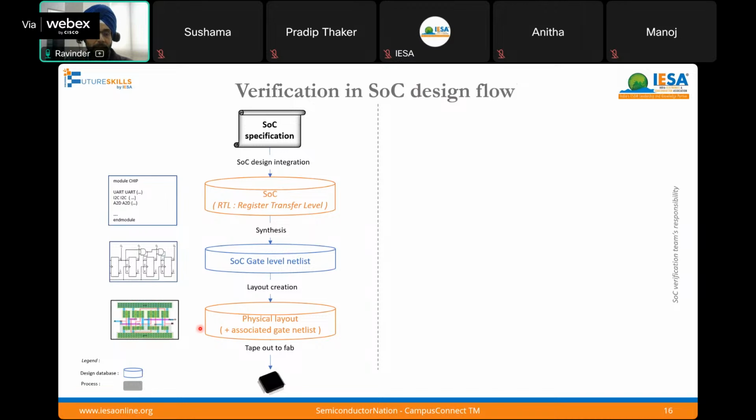The SoC verification has to be done for two abstractions of the SoC database. One is at the RTL level, that is before synthesis, and then it is at the gate level netlist, which is actually corresponding to the actual final layout. So these two abstraction levels have to be verified in SoC level verification. So on the right, let's see how it is done.